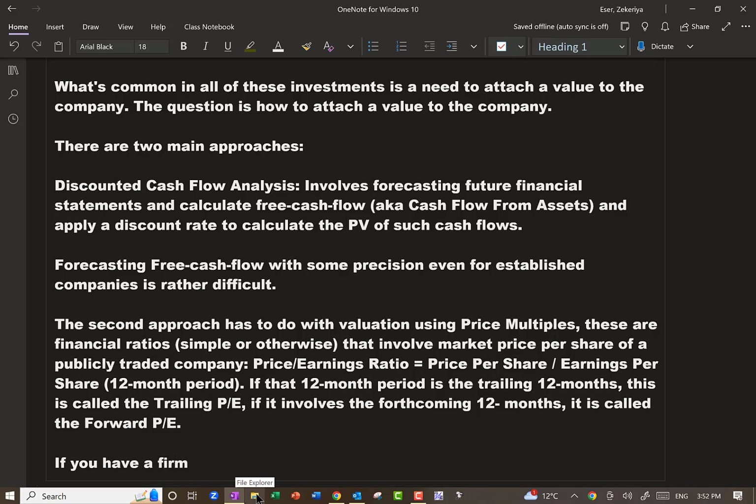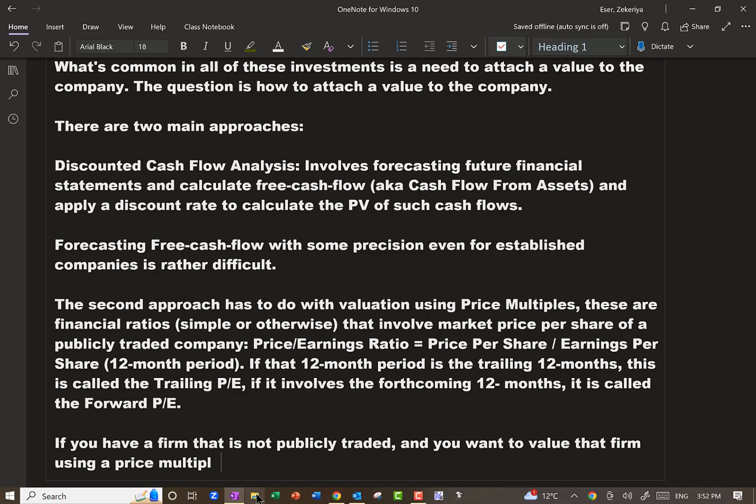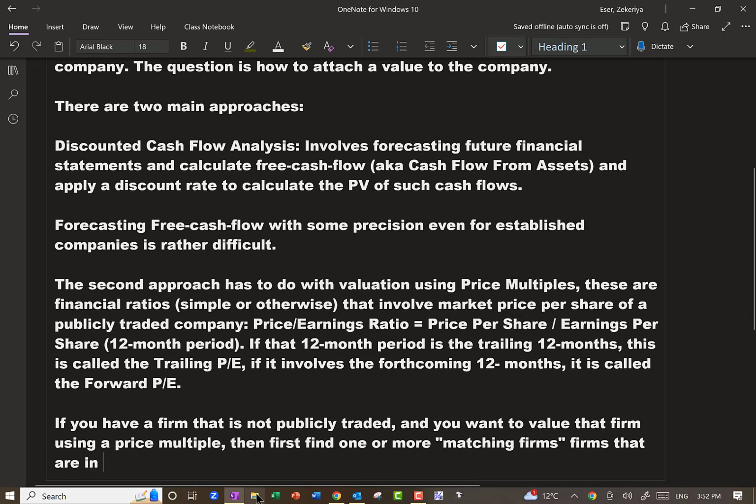If you have a firm that is not publicly traded and you want to value that firm using a price multiple, then first find one or more matching firms, which means firms that are in similar businesses, in a similar business.